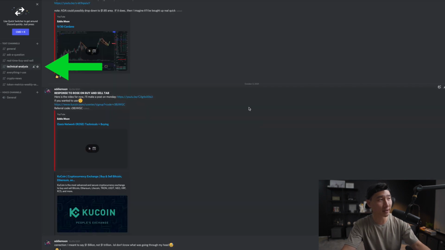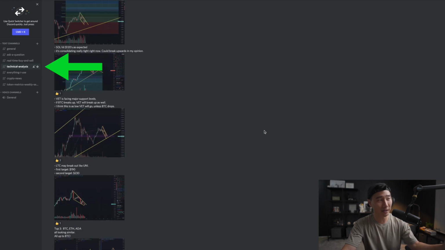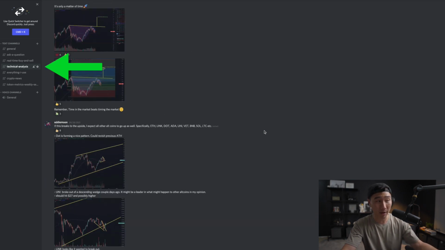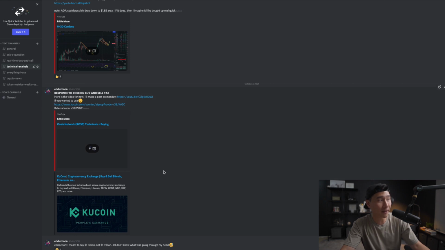Same over here with technical analysis. This is where I'll share more technicals on each coin or coins that you guys might mention. Like last week, when Cardano, Bitcoin, and Ethereum were all under this kind of descending wedge before the breakout, it was a great time to enter when Bitcoin was at 42K, Ethereum at 2900. So this is where I'll post specifically about technicals.